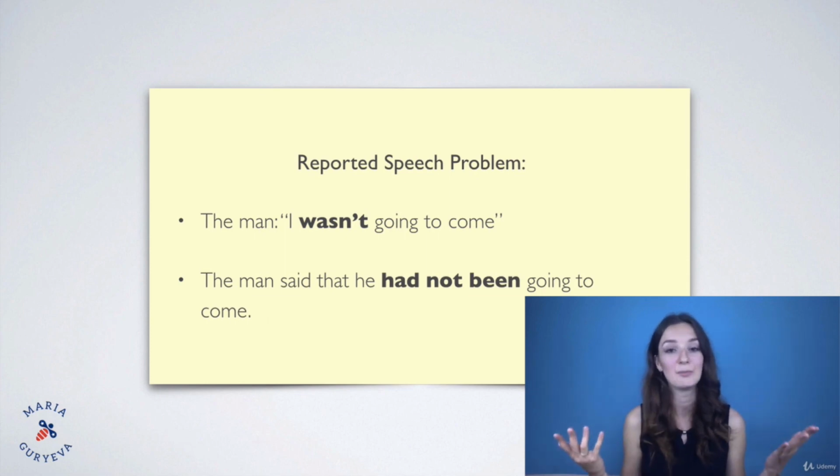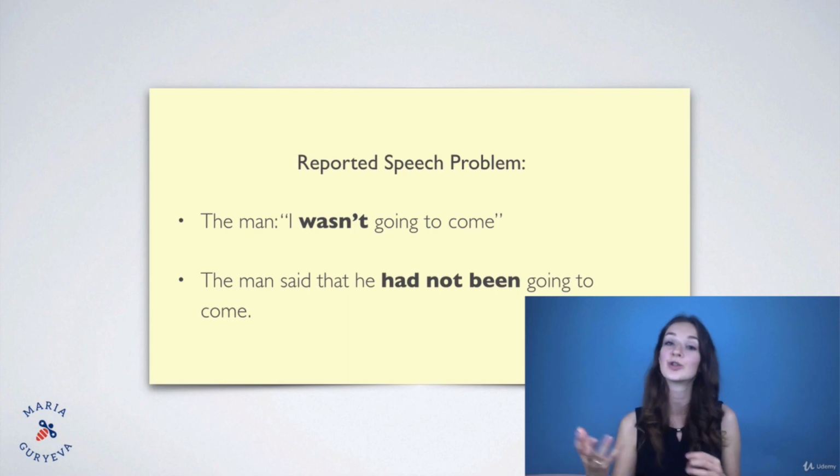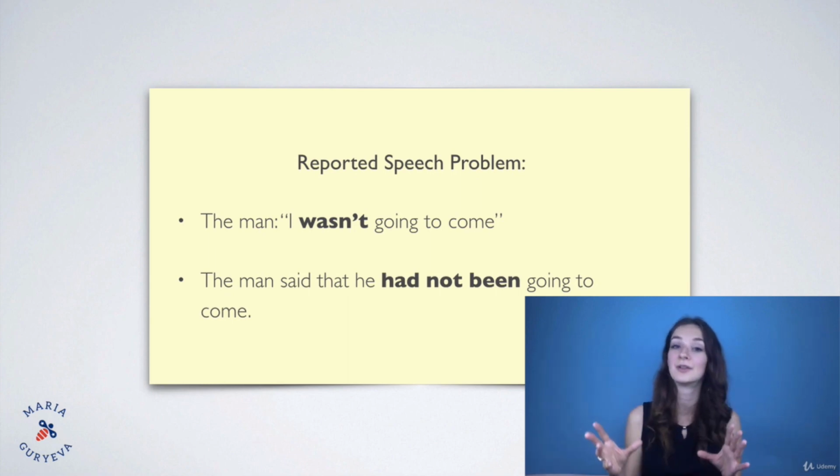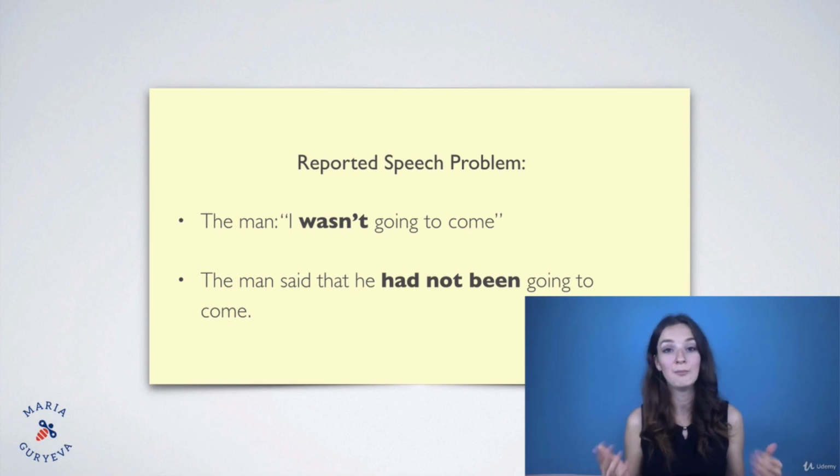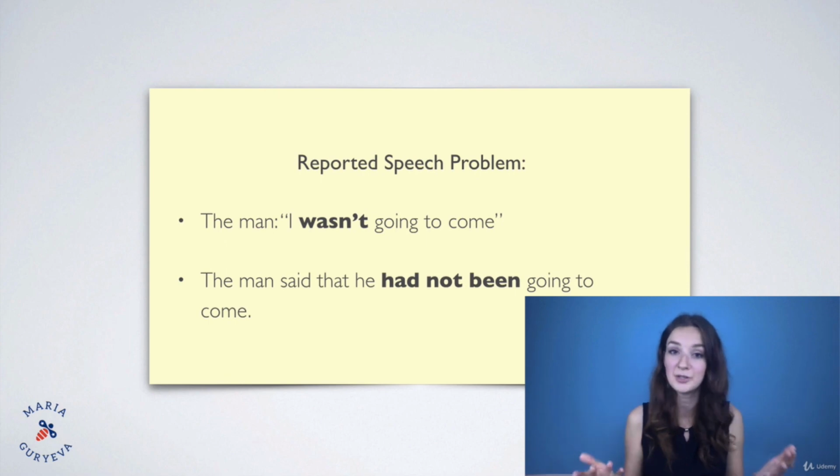And of course, it's pretty hard to say. It's pretty hard to think about. It's not a very usual phrase that we say. It's not a popular tense, and you didn't even hear it in the listening. In the listening, he said it differently. He said, "I wasn't going to come." So it's pretty hard. And so our goal is to somehow make our life easier. How can we make our life easier with the reported speech problem?